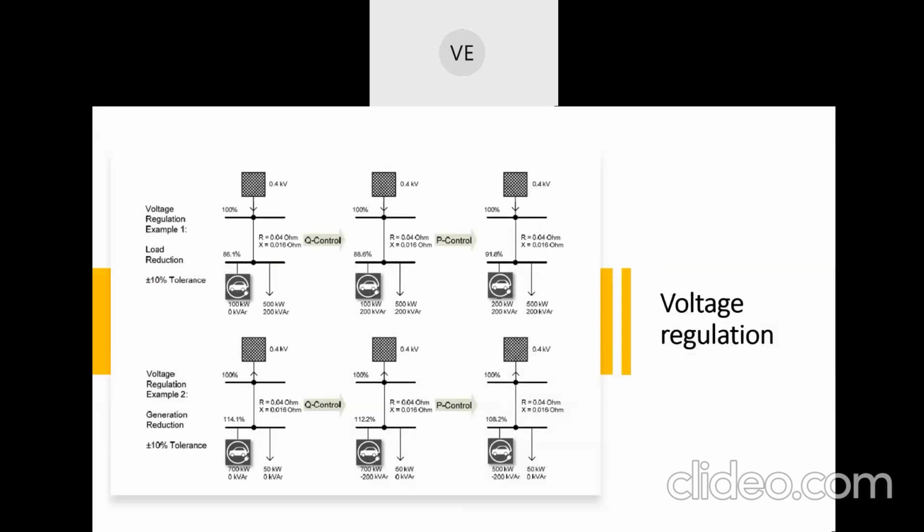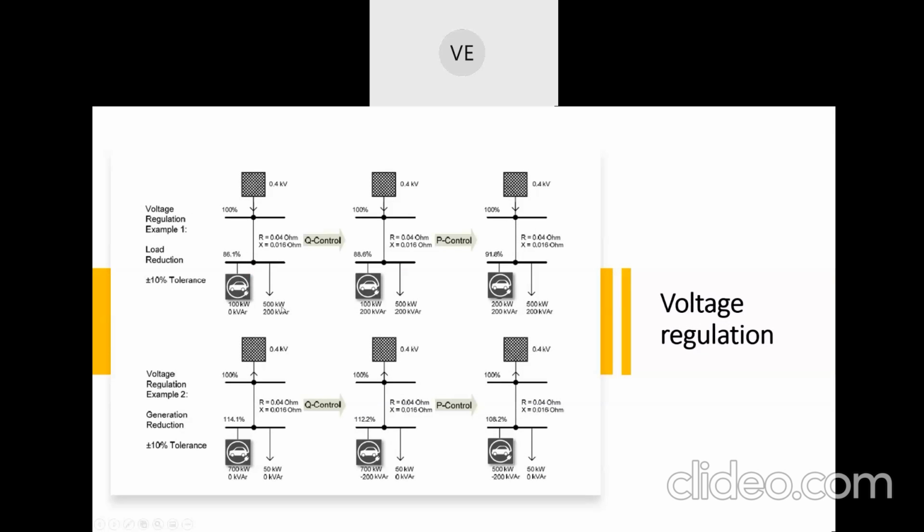Now going to the next one, voltage regulation. Two examples are given here, voltage regulation example 1 and voltage regulation example 2. On top you have example 1, in which 100 kilowatts is the generation from the discharging EVs which are pooled in the parking lot. This can be discharging minus charging power. Some of the electric vehicles are charging and some other electric vehicles are discharging, but the net discharging power is 100 kilowatts. That can be the case also.